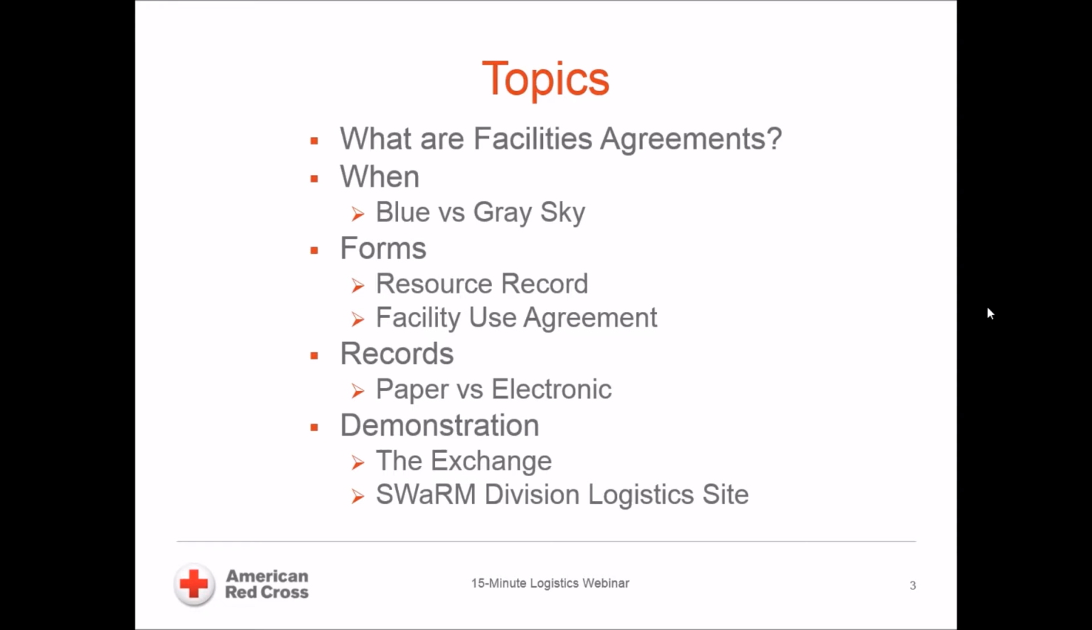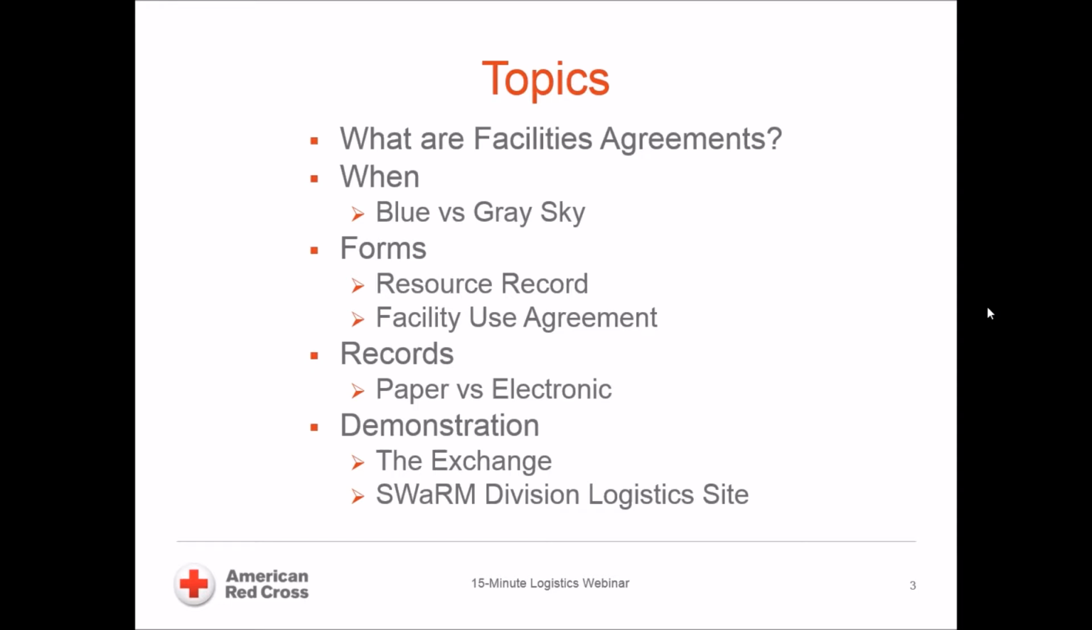There's a couple of forms that we should always try to use when using the facility agreements. One is a resource record, a form 6455. I like to have one of those for each one of our facility agreements. It gives us some contact information, plus it gives us a place to record the history of our communications with the landlord during our negotiations, and also when we actually open up the facility. And then we'll go over the facility use agreement itself, and we'll go through that rather quickly.